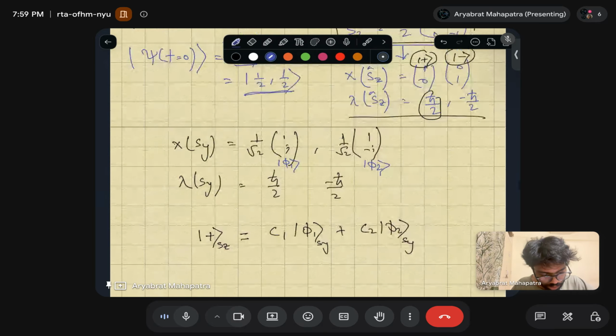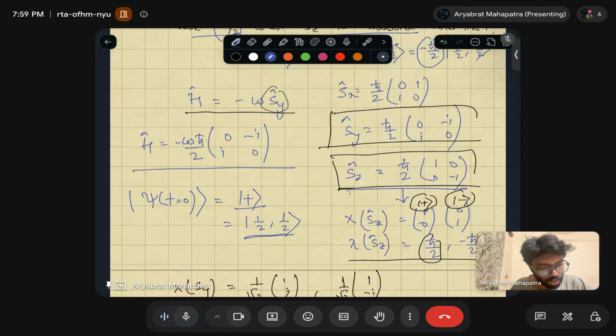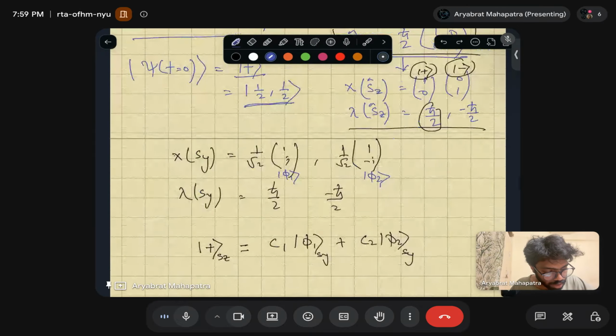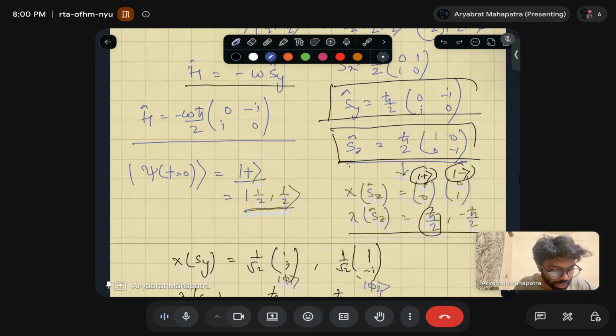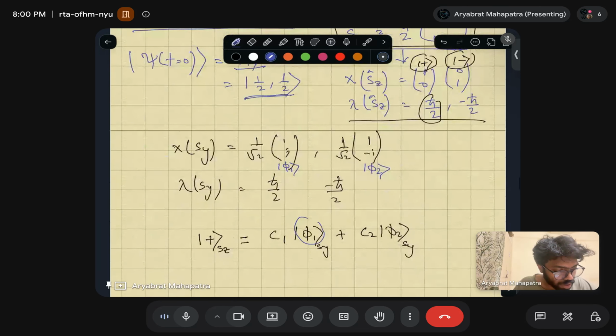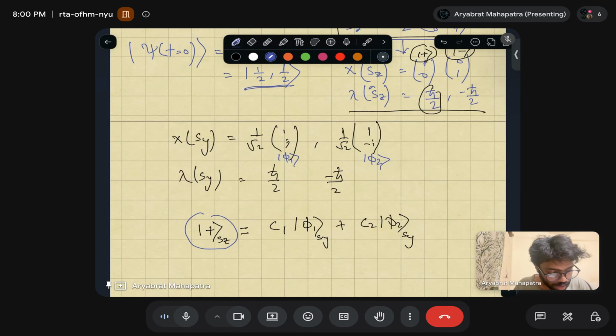Why am I doing this? Because your Hamiltonian is given in terms of the Sy operator. So if you measure the spin, you will basically get either phi 1 or phi 2, because your Hamiltonian is in this form. But if you are getting something as plus, which means you are measuring for Sz, then it will come as some linear combination of the eigenstates of the Sy operator, that is phi 1 and phi 2.